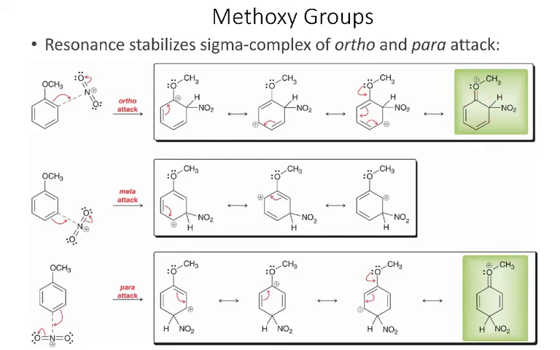We can get the same thing when we have para attack, but when we have meta attack, there's no way to draw a resonance structure where we can get the double bond here. And so the meta sigma complex doesn't have this extra stabilizing resonance structure where everything has a complete octet. And so this is why the ortho and para positions are preferred when we have an alkoxy substituent.